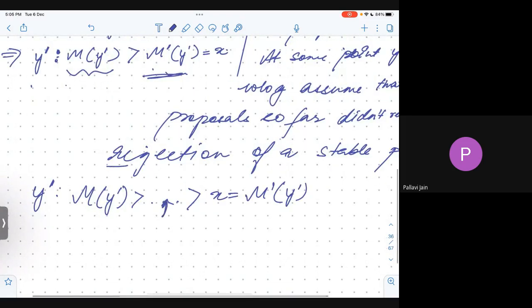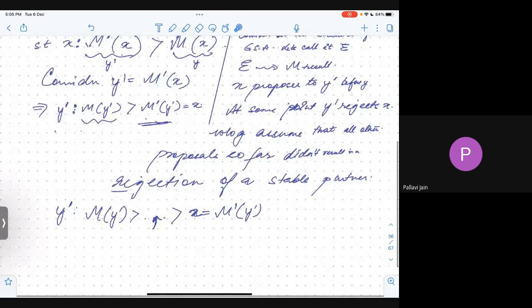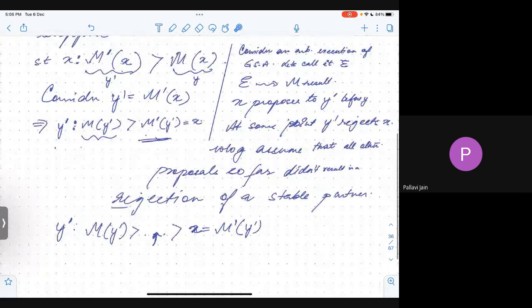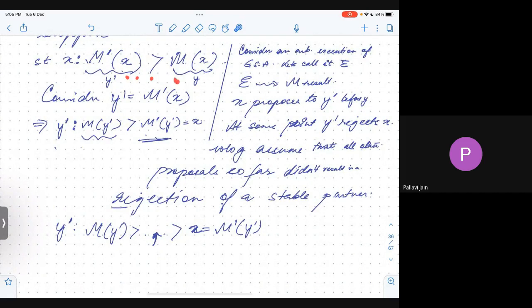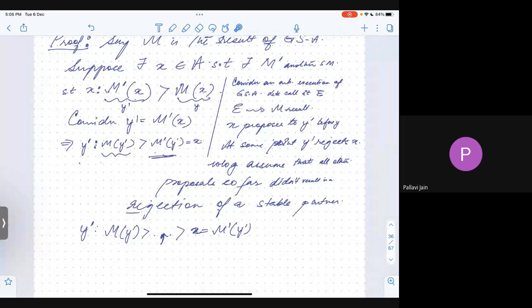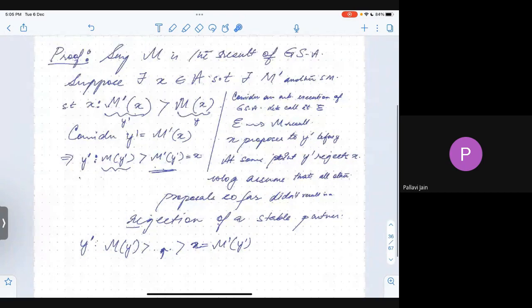Now, what can that mean? That should mean that from this point onwards, Y prime will either remain with this person or get somebody even better, correct? X has been rejected by Y prime, so X will go down its preference list. That much is at least clear. However, there is a cost to pay, as M prime is a stable matching, and so is M, right?